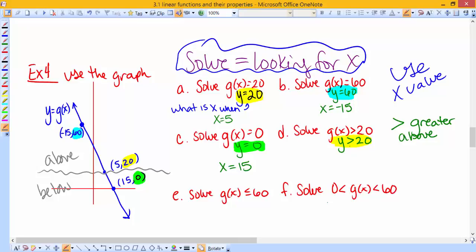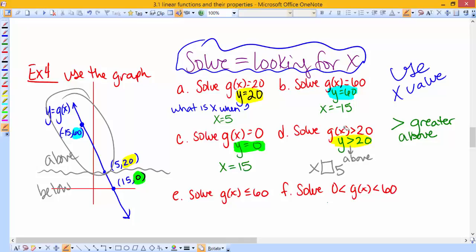Since it's greater, I want above. So I want that piece. So again, it's using the x values. The x values. So it's x is blank to 5. And it's not going to be equals. Okay, those were A, B, and C.